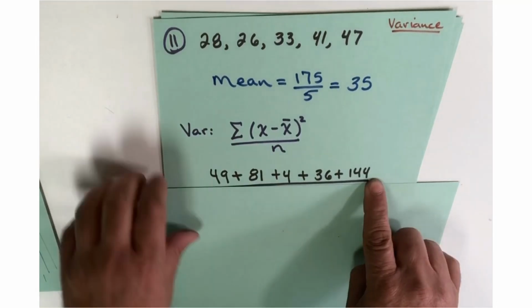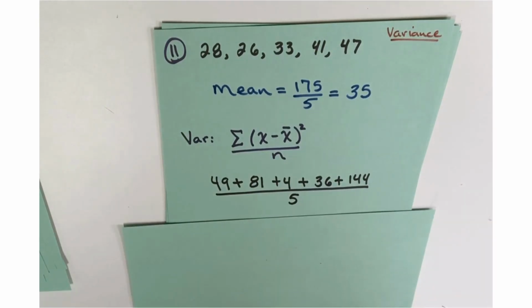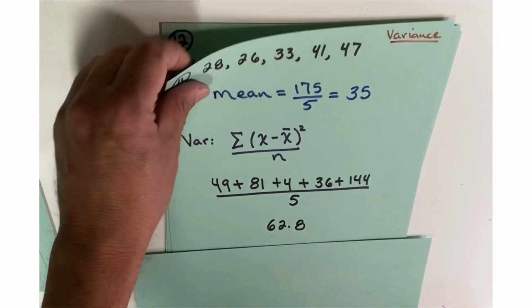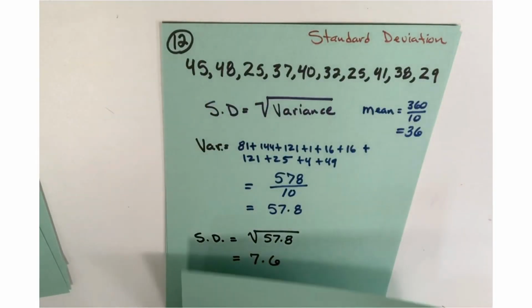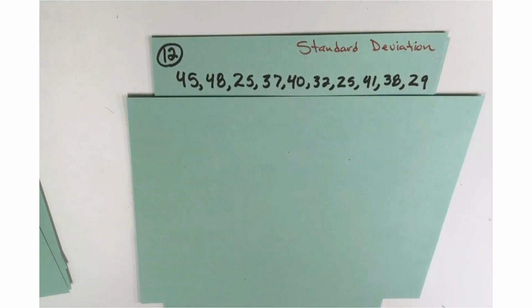Add up all those numbers. Take this divided by 5. And there is your variance. Had I asked for the standard deviation, I would just take the square root of that and then I'm done. But I haven't taught you that yet, huh? That's okay. It's coming. There it is right there, standard deviation.